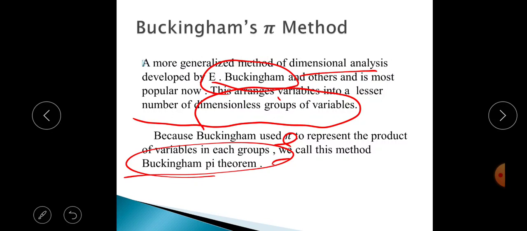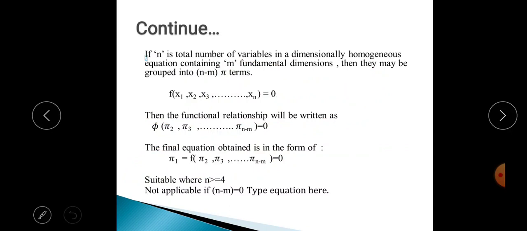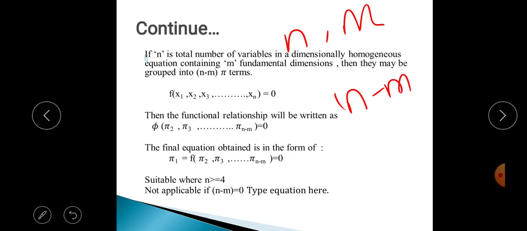And according to this theorem, if there are n dimensional variables, both independent and dependent, in a dimensionally homogeneous equation, and it is described by m fundamental dimensions, then they may be grouped in n minus m dimensionless groups. So we can group them in n minus m dimensionless groups. And Buckingham referred to these dimensionless groups as pi terms or pi groups.